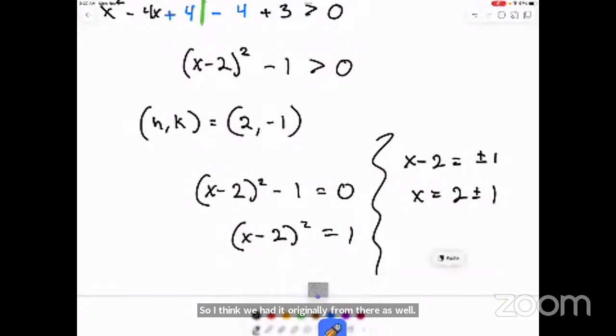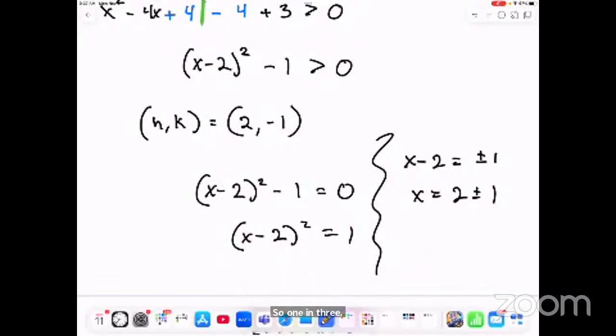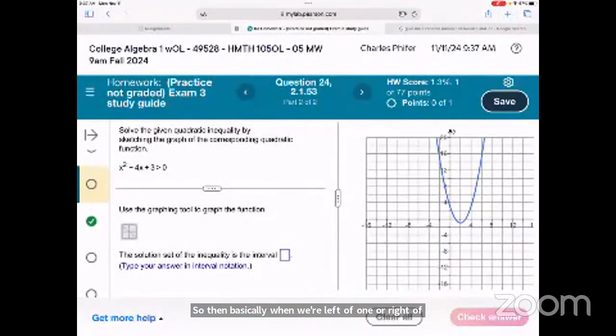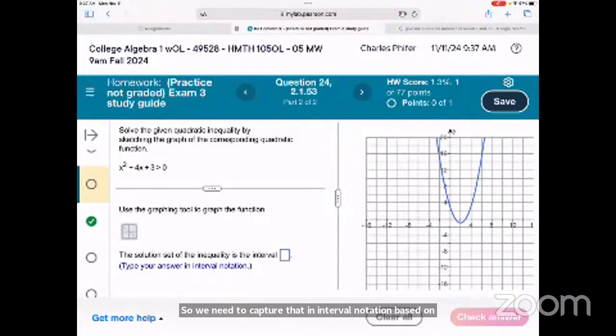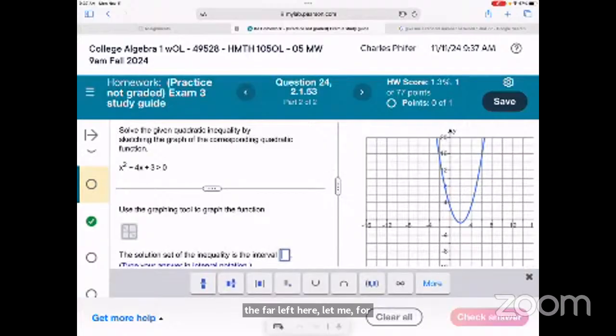So then basically when we're left of 1 or right of 3, that's when this parabola is above the x-axis. So we need to capture that in interval notation based on the x-axis, right? So the far left here, let me, for instructional purposes, we might have time for one more.